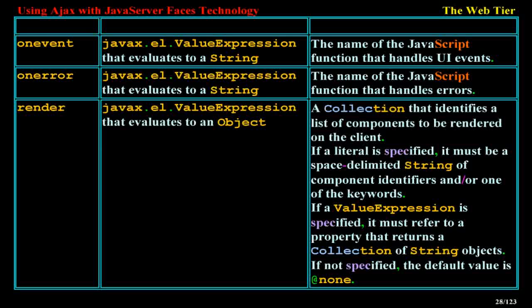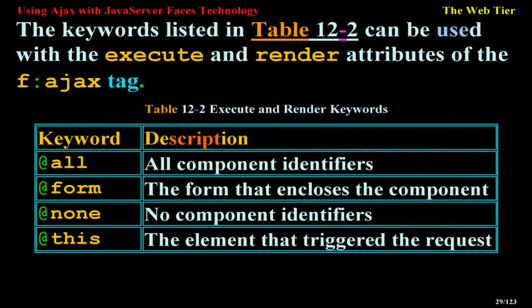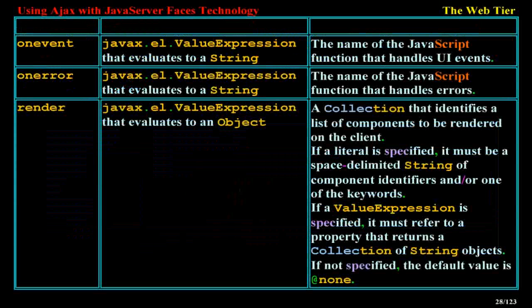Render, javax.el.ValueExpression. Value expression that evaluates to an object, a collection, that identifies a list of components to be rendered on the client. If a literal is specified, it must be a space-delimited string of component identifiers and/or one of the keywords. If a value expression is specified, it must refer to a property that returns a collection of string objects. If not specified, the default value is none.